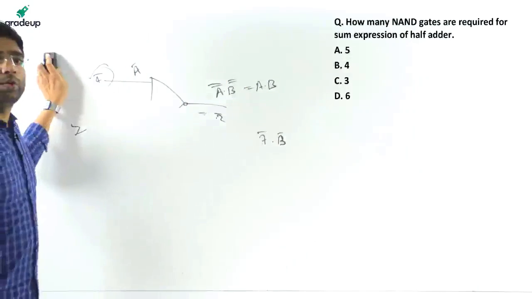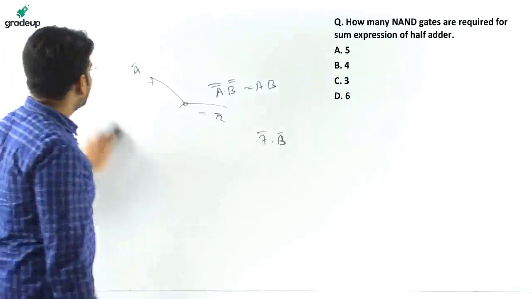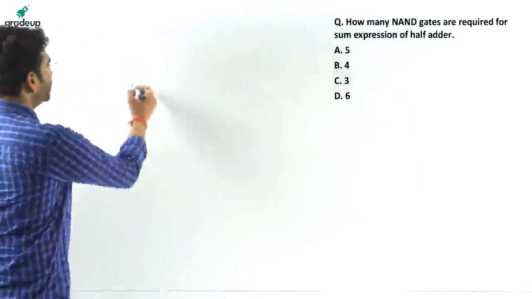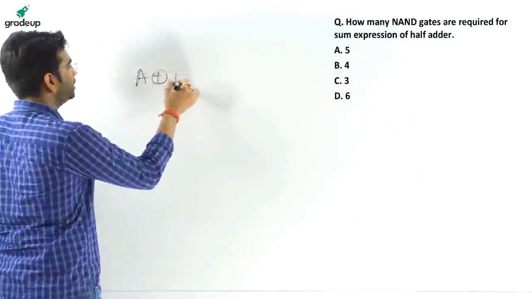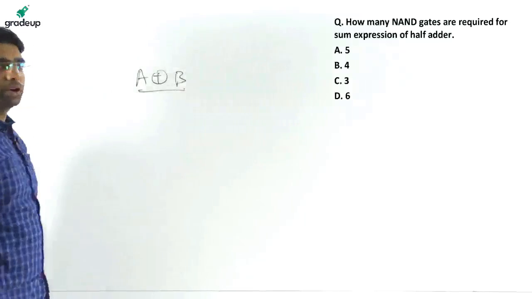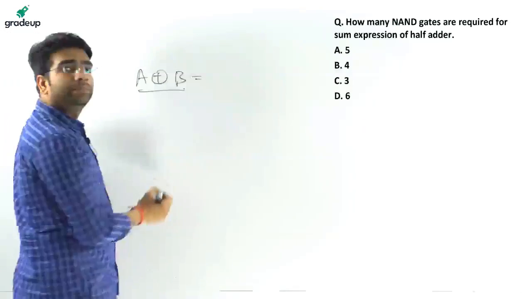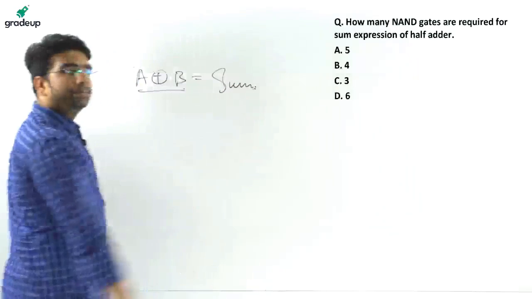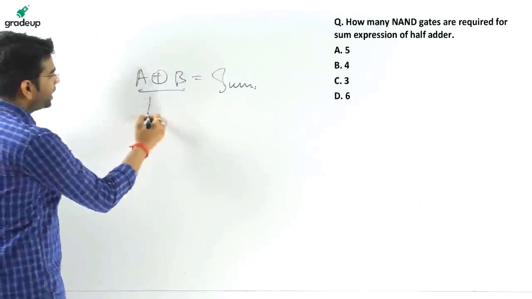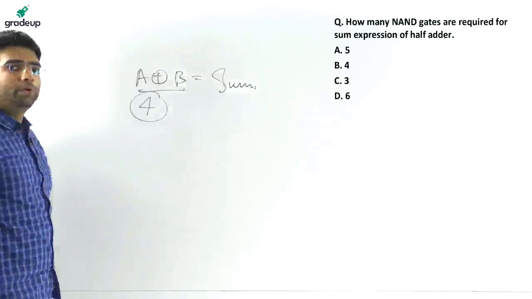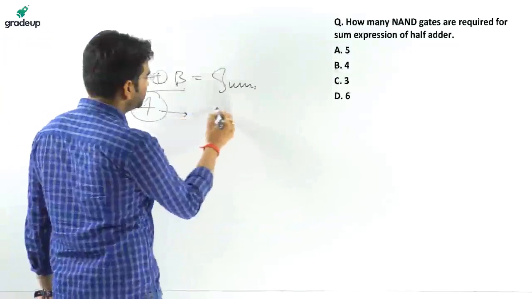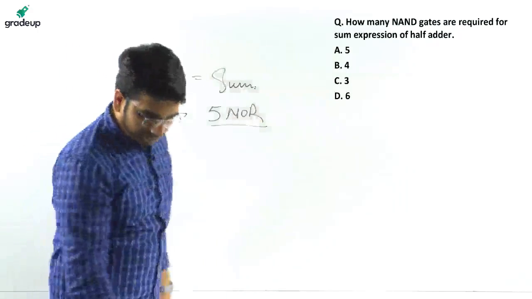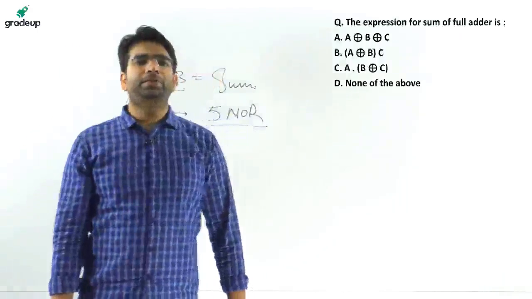How many NAND gates are required for the sum expression of a half adder? The half adder sum expression was A XOR B. It was a question that was asked in the previous exam. A XOR B was for sum. So how many NAND gates are required for the XOR operation? 4 NAND gates are required for XOR operations and 5 NOR gates are required.